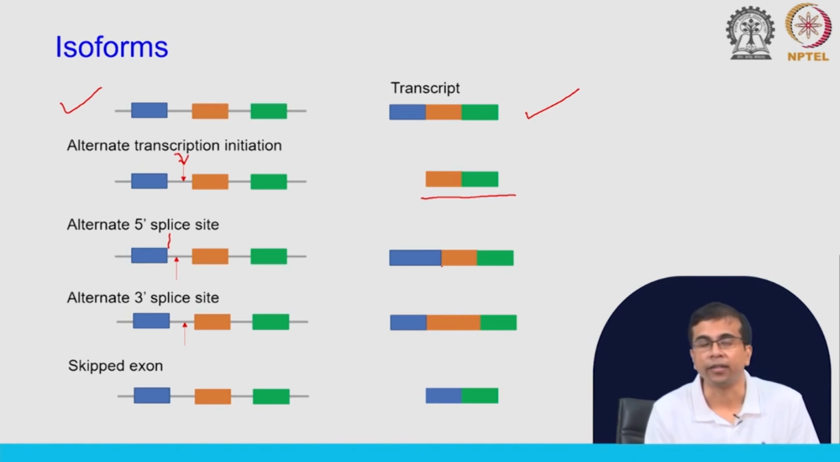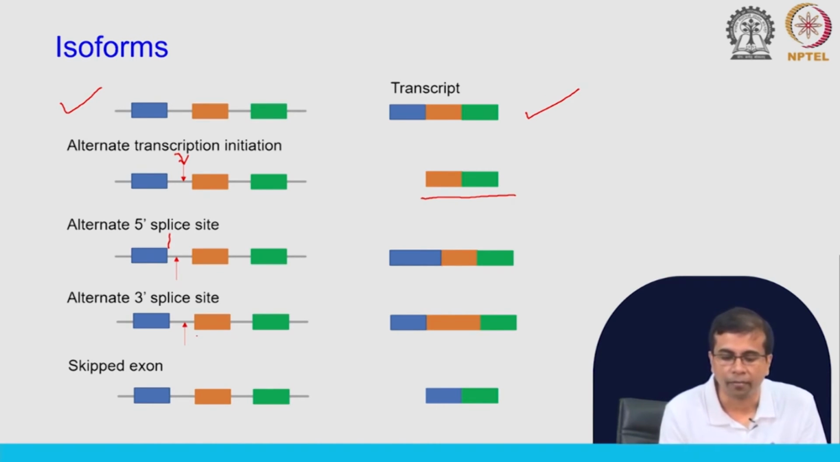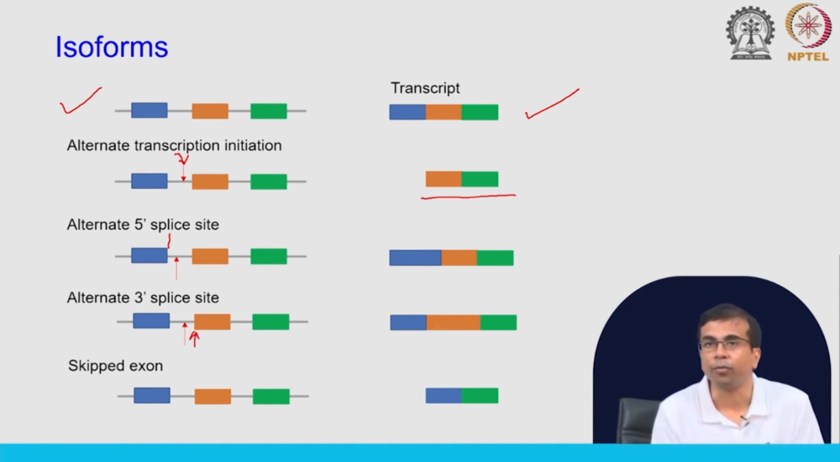Similarly, you can have alternate 3' splice site. So, splicing happens slightly upstream compared to the original splice site, and then again you include a bit more region with exon 2.